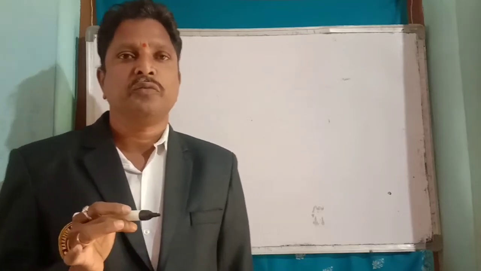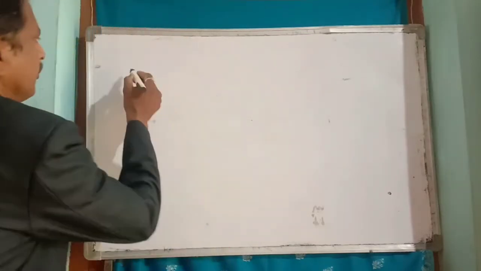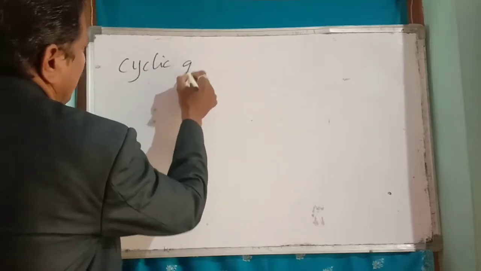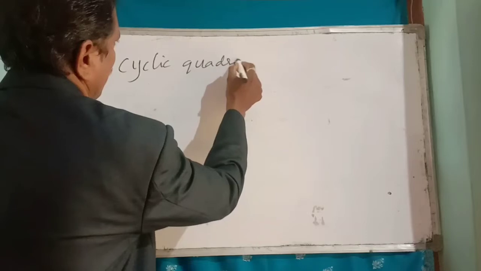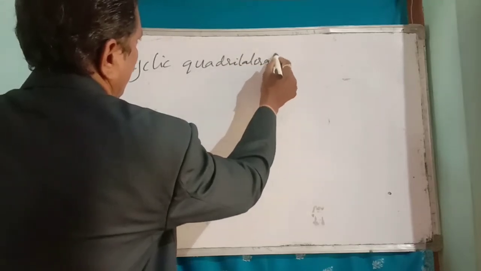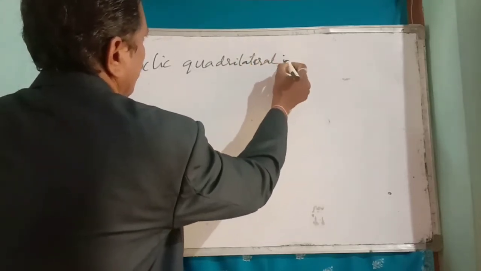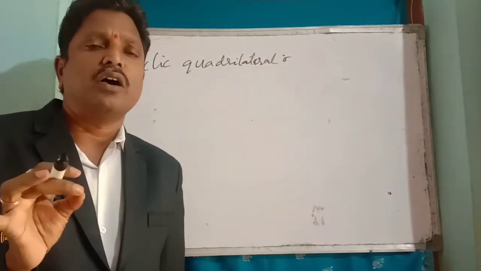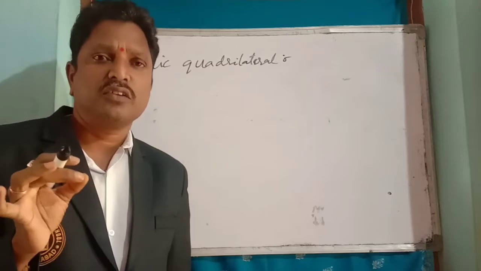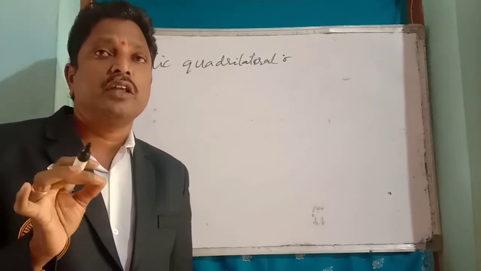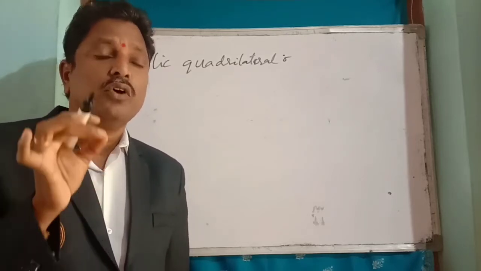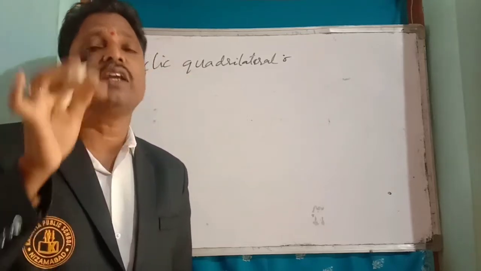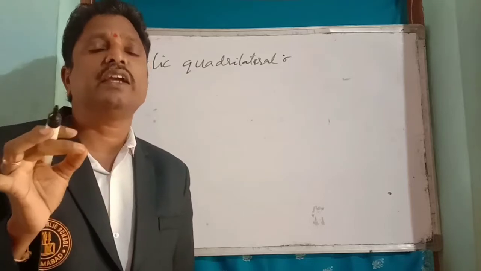Now, cyclic quadrilateral. What is a cyclic quadrilateral? How many vertices does a quadrilateral have? There are 4 vertices. When the 4 vertices of a quadrilateral lie on the same circle, it is called a cyclic quadrilateral.